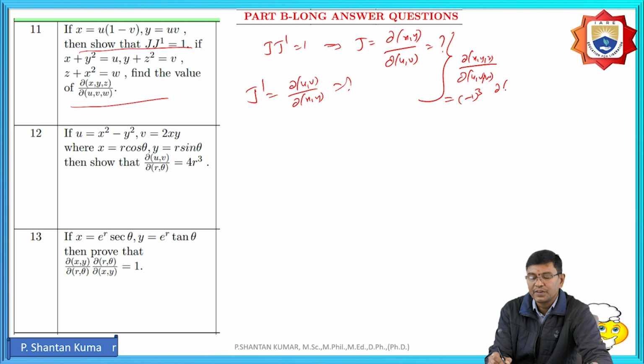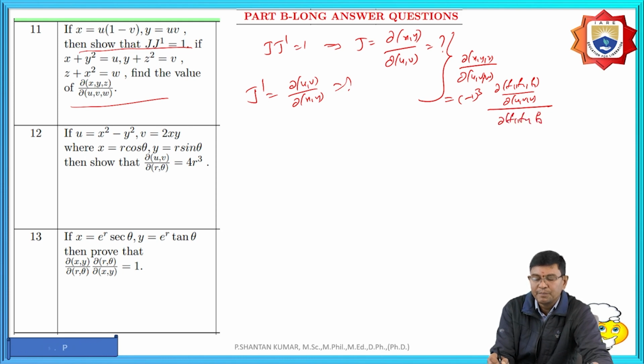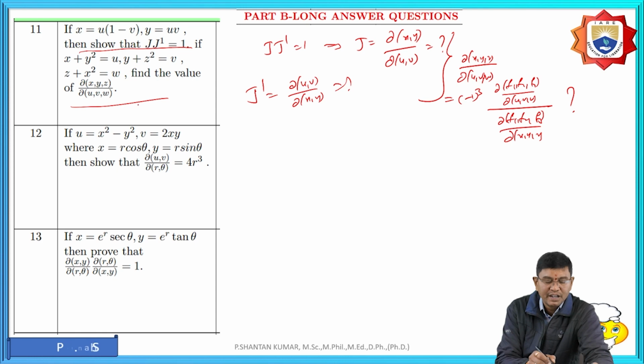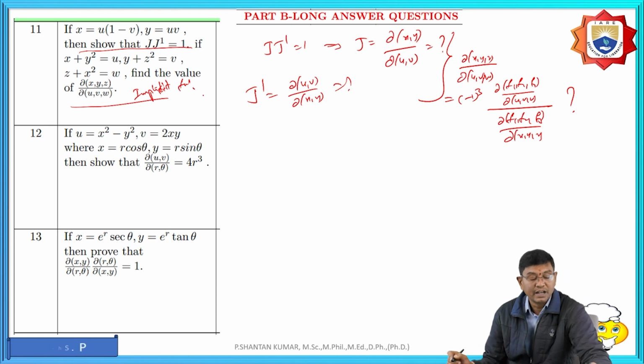It is ∂(f1,f2,f3)/∂(u,v,w) divided by ∂(f1,f2,f3)/∂(x,y,z). By using these values, find the solution and we get the answer. According to this, it is an implicit formula that you need to find. Implicit formula. Find the value.